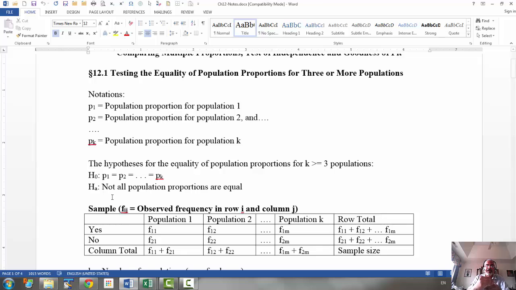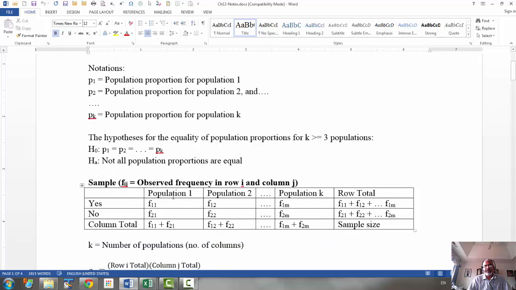Unlike chapters 9, 10 and 11, here we do not have the three different types of hypothesis. We have only one type, and that is all the population proportions are equal. The opposite of that is at least one is different, or you can say that not all population proportions are the same. So this is the only type of hypothesis, and therefore it's always a one-tailed test. There is no two-tailed test here.